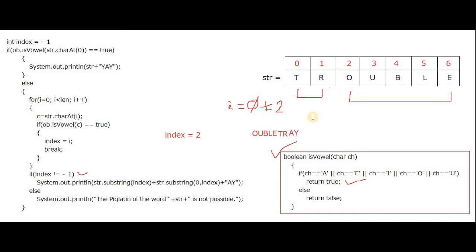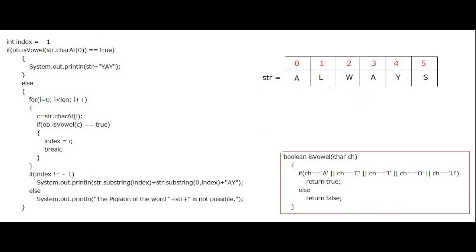This is the Pig Latin word, but this is for the condition where the first vowel is not at the beginning of the string. That means the word does not start with a vowel. But in case the string starts with a vowel, what will happen? Let's see. Now the string is always. Here A is the vowel, so it is starting with the vowel.